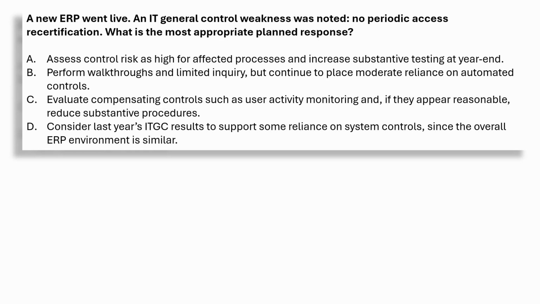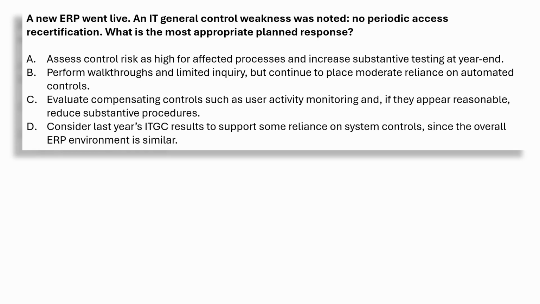Option B. Perform walkthroughs and limited inquiry, but continue to place moderate reliance on automated controls. Nope. Inquiry and walkthroughs don't fix a known ITGC weakness. Once access controls are questionable, relying on automated controls is risky, like trusting a lock when everyone has a copy of the key.